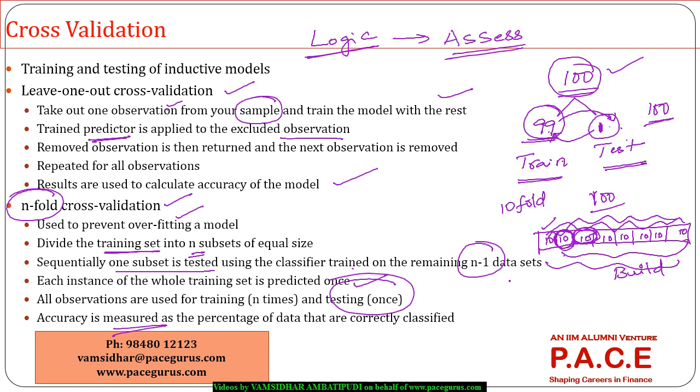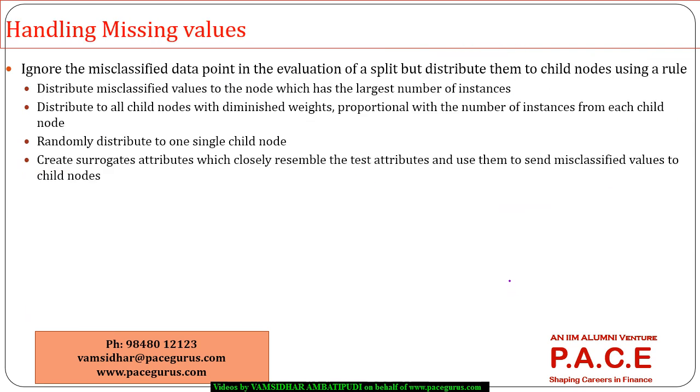When we apply them on our data, you will get much better clarity regarding the cross-validation process. Now, in some cases, there is a possibility that the data we have collected may have some missing values.